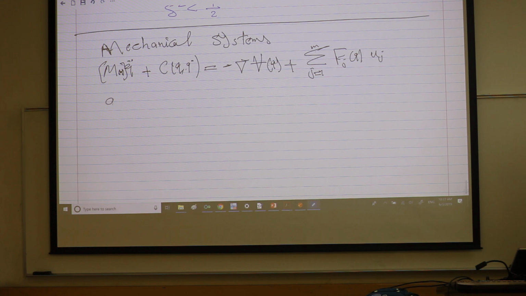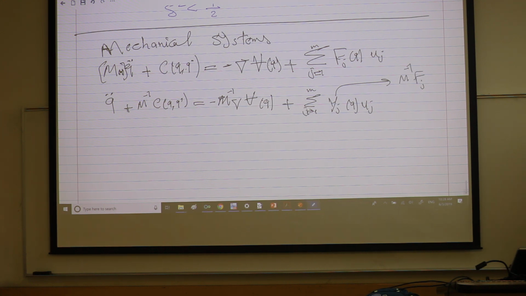And when we invert, we get Q double dot plus M inverse C, this is Q and Q dot, equals M inverse, a function of Q, and also the potential, so this is entirely a function of Q, plus the summation j from 1 to m of Yj of Q Uj, where Y is just M inverse F. Okay? And this is what we call what? This is the geometric acceleration, right?